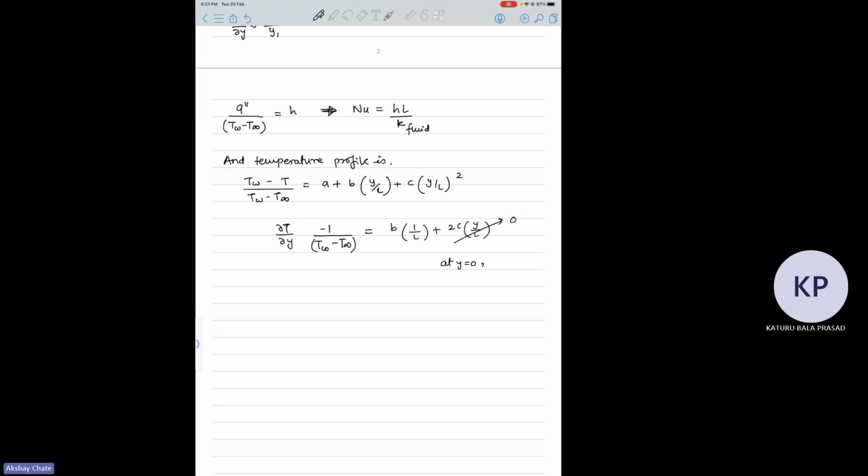And what you are left with is del T by del Y at Y equal to 0 is nothing but, you take the minus sign here, and then this T wall minus T infinity will go here, and this is just B by L.